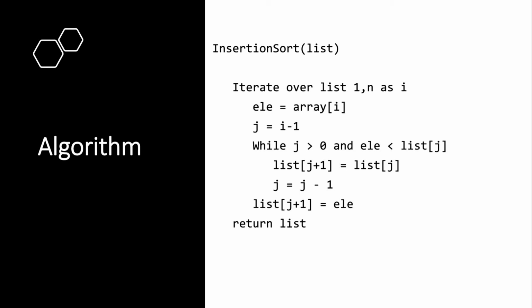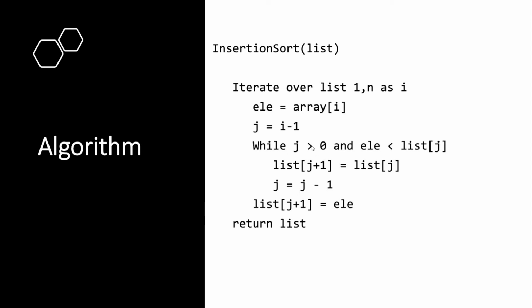Insertion sort has two loops: the outer loop, which is to iterate over the array, and the inner loop to compare the elements in the left side of the array. So when you walk through the array, you take the element and then you compare that element with all the elements which are on the left side of that element.